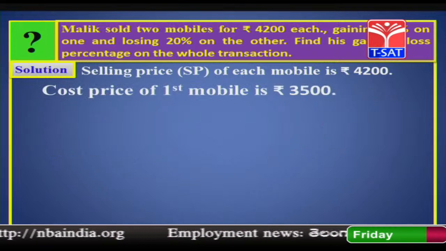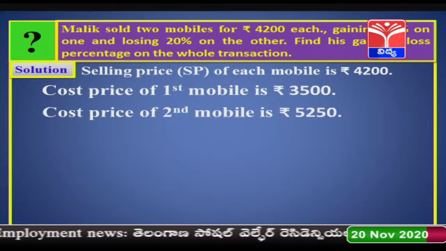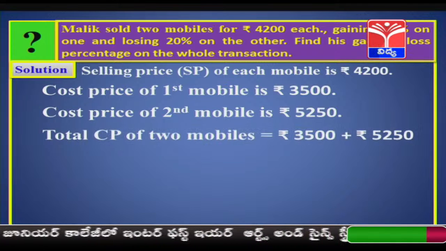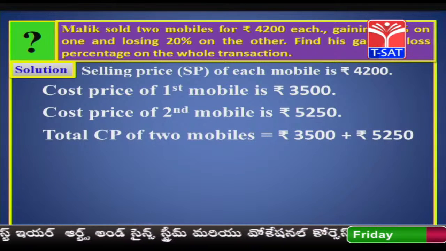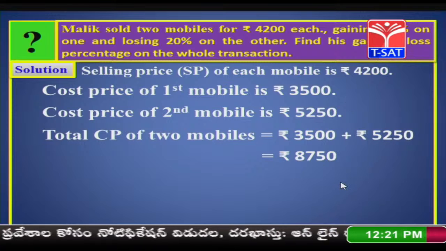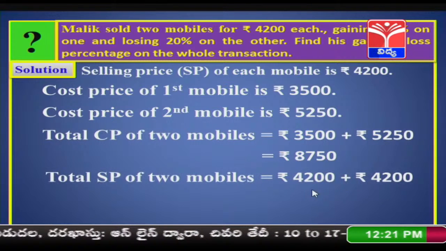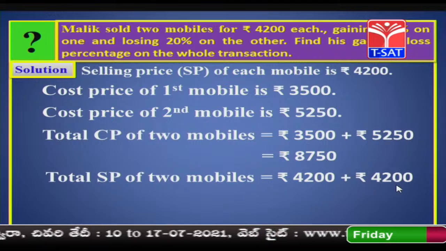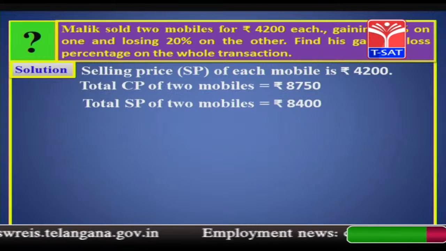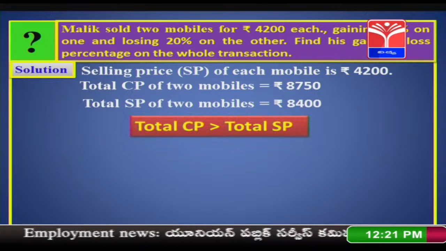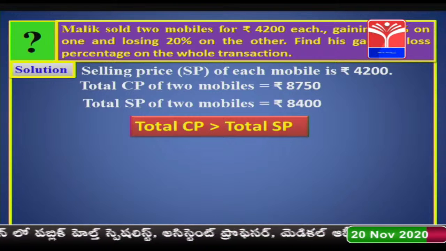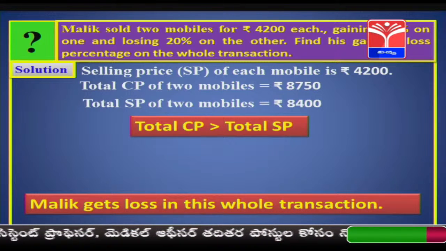Now, let us summarize what we have calculated. So, cost price of first mobile is 3500, cost price of second mobile is 5250. Now, let us find out the total cost price of both the mobiles, that is 3500 plus 5250. On adding them, we get 8750. So, what is the total selling price of two mobiles? 4200 plus 4200, which is 8400. Now, let us compare the total selling price and total cost price. Yes, we notice total cost price is more than the total selling price. Therefore, Malik will get loss in this whole transaction.